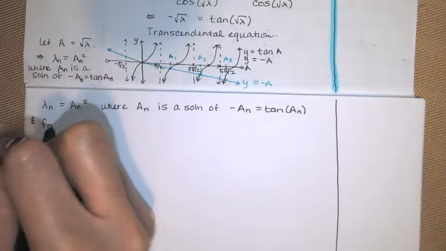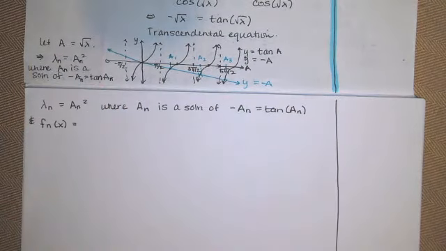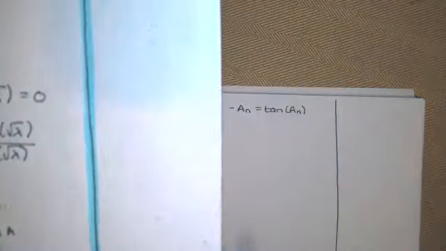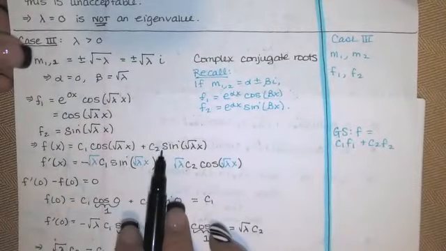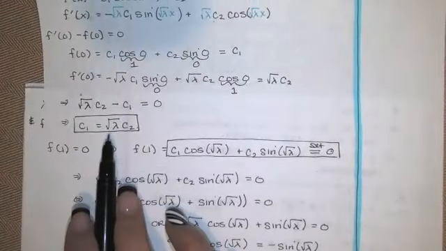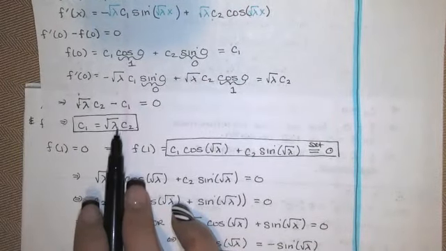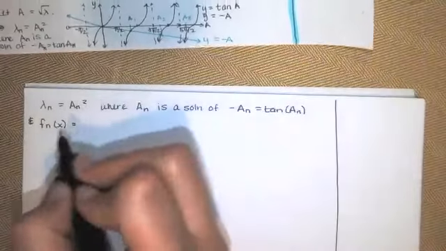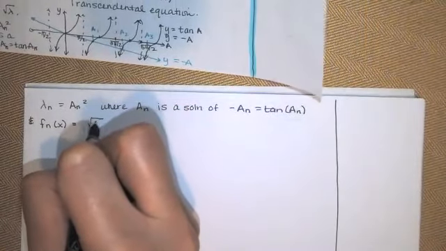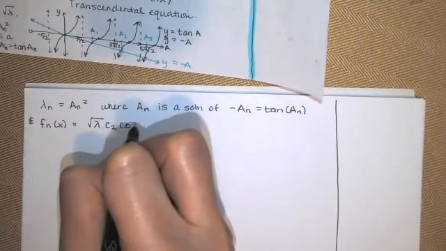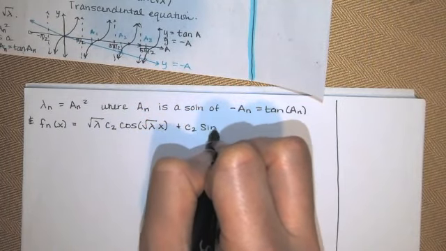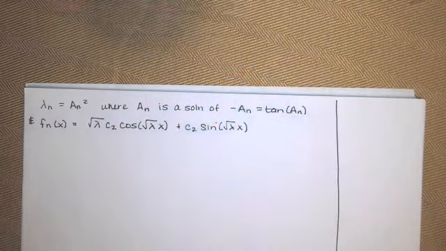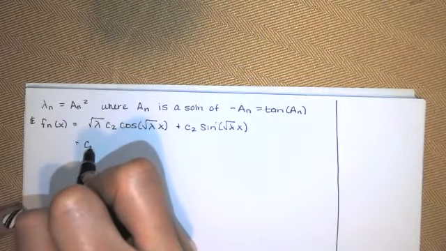And our eigenfunctions, f sub n of x, are given by what? Let's see. Where is our general solution? So f of x is equal to this, and we know that c1 has to be equal to square root of lambda times c2. So f sub n of x is square root of lambda times c2 times the cosine of the square root of lambda times x, plus c2 times the sine of the square root of lambda times x. So we know that that's true. We could factor out the c2 if we wanted to.